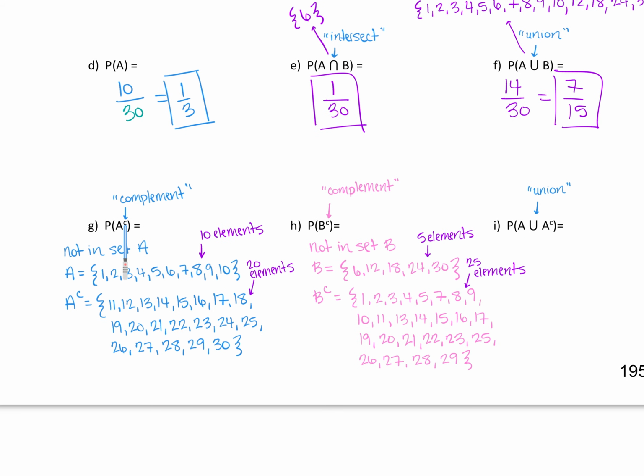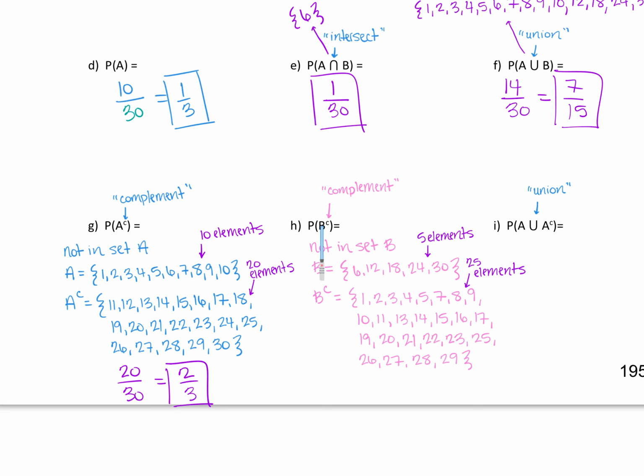Remember, this means complement, so that means the probability of not being in set A, so not being the first 10 students picked to present. And so remember, set A is 1 through 10, which has 10 elements, and that means that the complement, so not in set A, is from 11 to 30. So the students who drew the number 11 through 30 in the hat, that's 20 elements. So there's 20 students out of 30 that are not the numbers 1 through 10. And so that can simplify to 2/3.